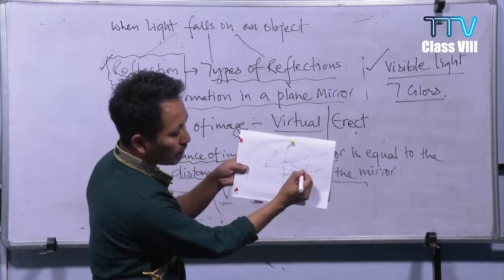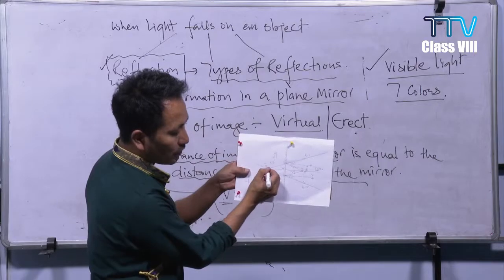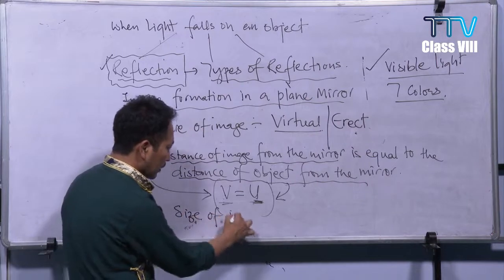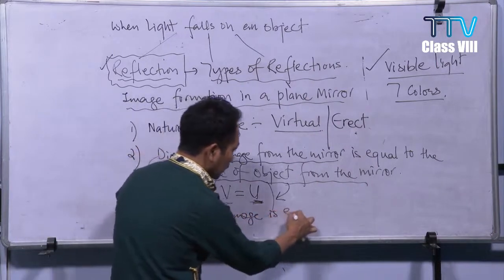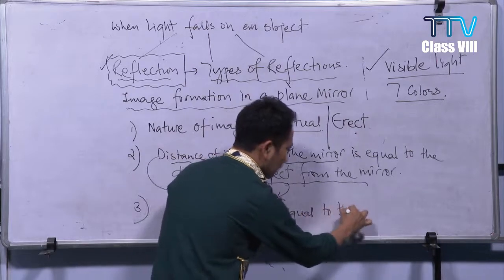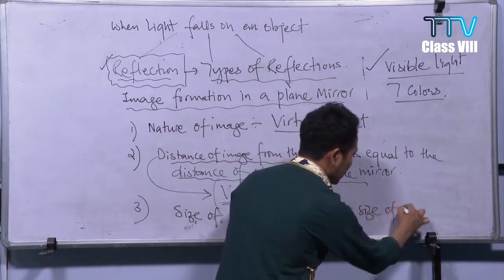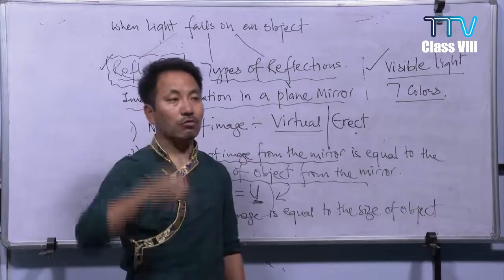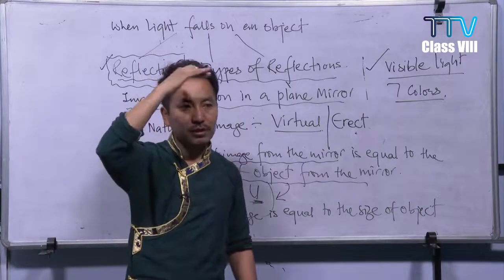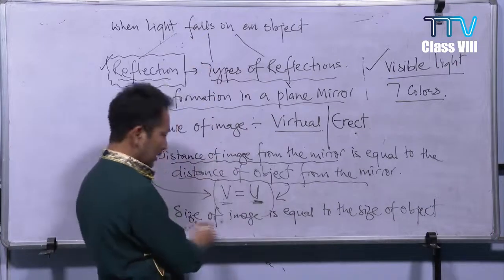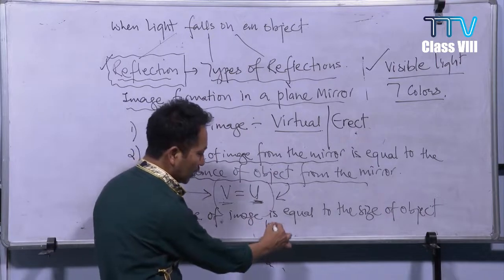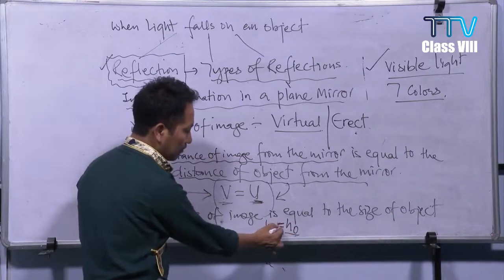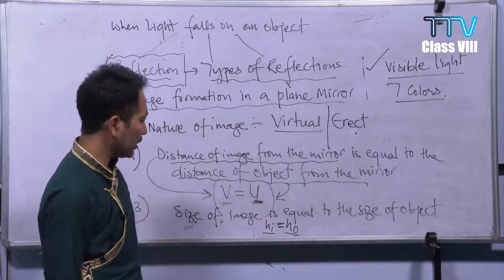So that means the size of image is equal to the size of object. The height of image, h dash, is equal to the height of object h. They will be the same.